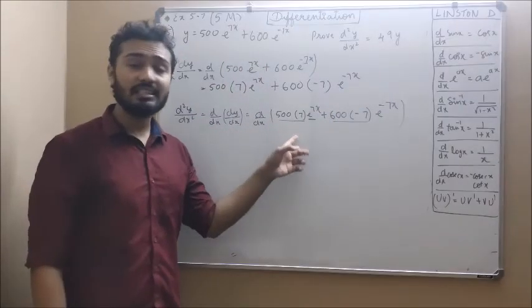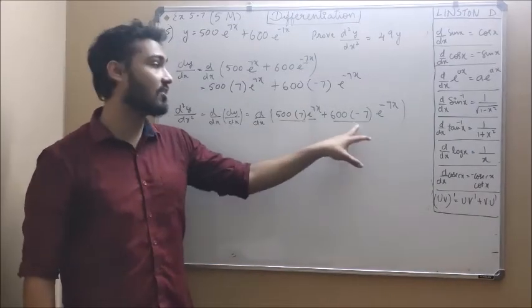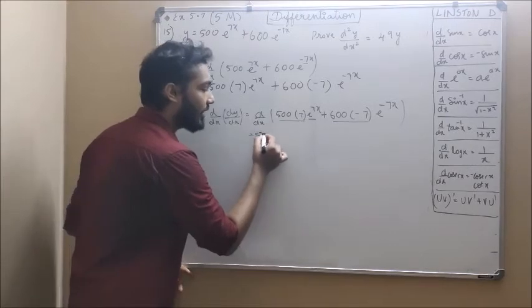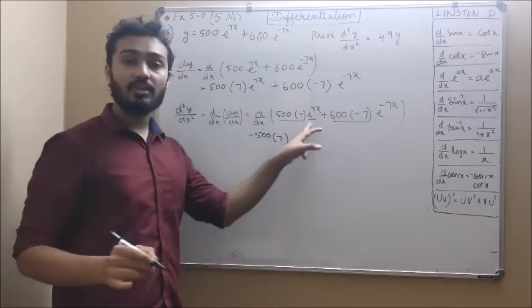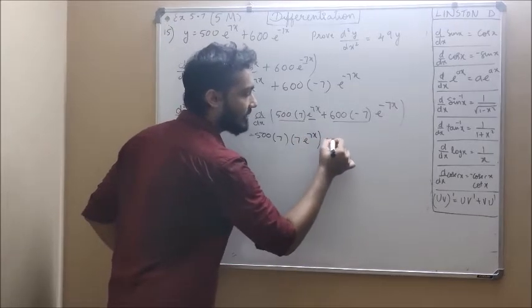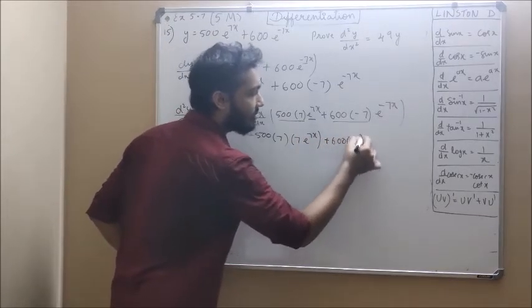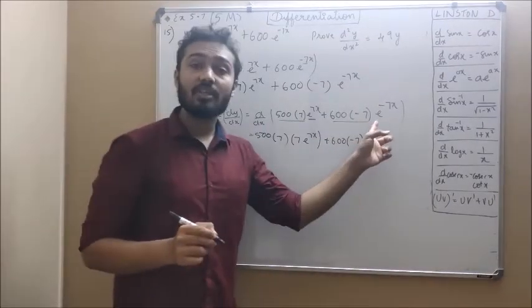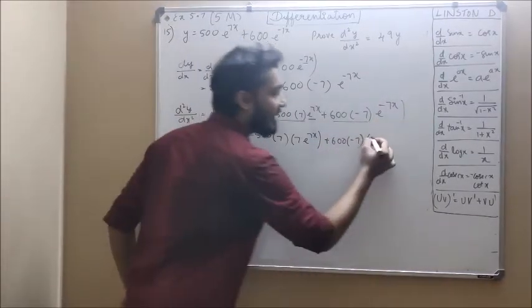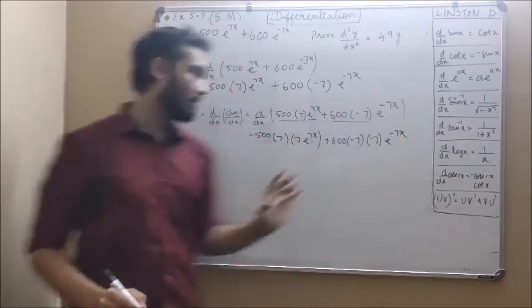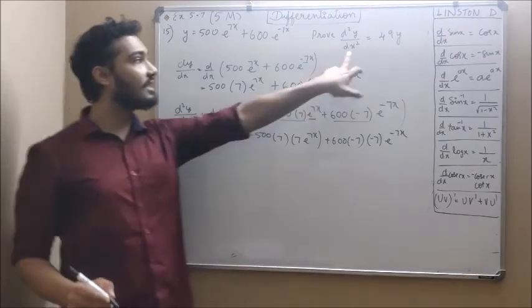Next, how to differentiate this? Differentiation of this plus differentiation of this. Here 500 into 7 are constants, so take this out. So it is 500 into 7, differentiation of e power 7x is 7 into e power 7x, plus 600 into minus 7. We are differentiating this, these are constants, so take this out. Differentiation of e power minus 7x is minus 7 into e power minus 7x. We are using this formula. Now we have to get this.